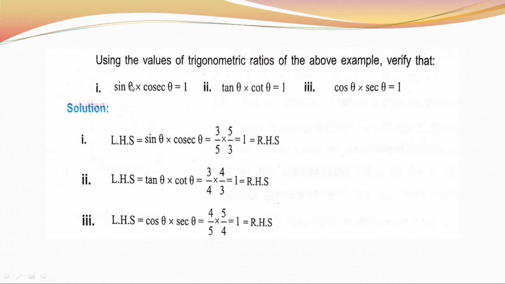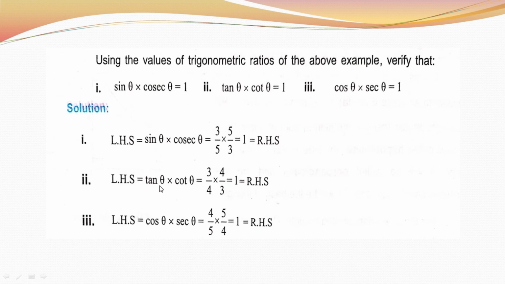Left hand side. This is the left hand side and this is the right hand side. We will put the values of sin theta and cosecant theta: 3 over 5 into 5 over 3. We will cancel 5 and 5, 3 and 3. 1 into 1, 1. Okay.